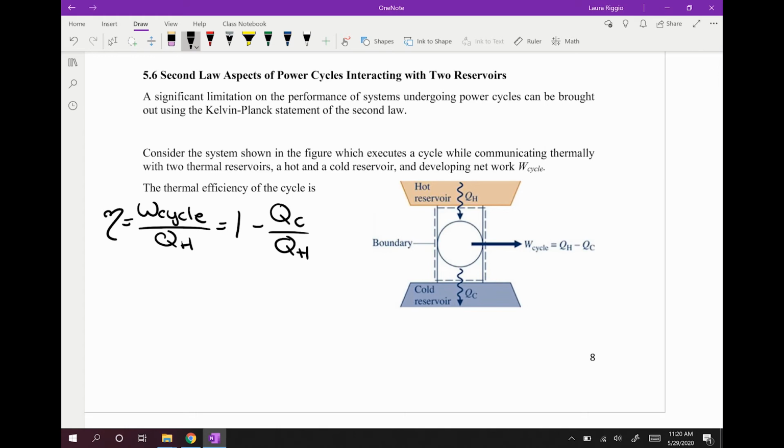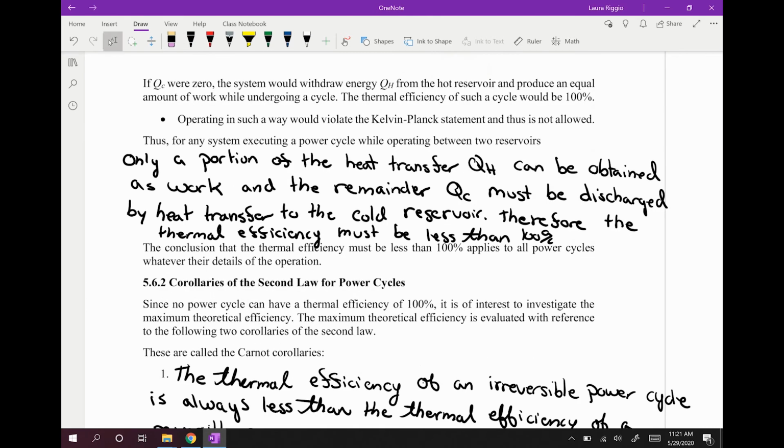If QC were 0, the system would withdraw energy QH from the hot reservoir and produce an equal amount of work while undergoing a cycle. The thermal efficiency of such a cycle would be 100%. A system operating in such a way would violate the Kelvin-Planck statement and thus is not allowed.